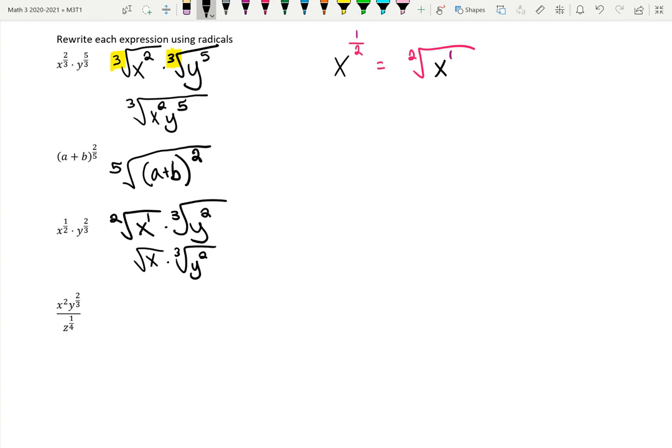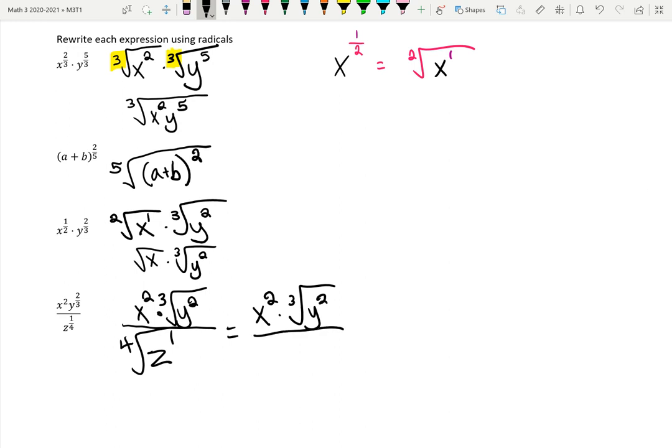This final one is just me dealing with a fraction. The first part is just going to be x squared, there is no radical, times y squared to the cube root, all over z to the first to the fourth root. And I'm going to clean this up to be x squared times the cube root of y squared, all over the fourth root of just z.